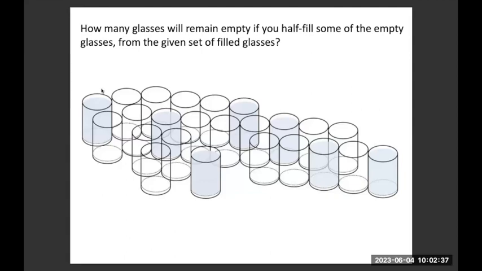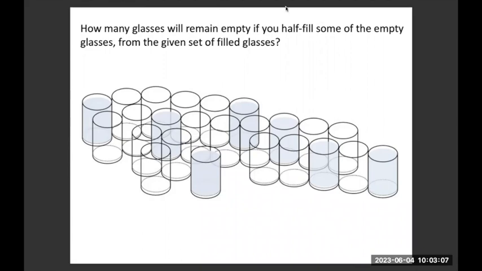So there are 7 of these filled glasses in this whole graphic. What you have to do is empty half of the water from one glass and fill half of an empty glass with it. So after that process is done, how many glasses will still remain empty in this set? All right, so try answering this.